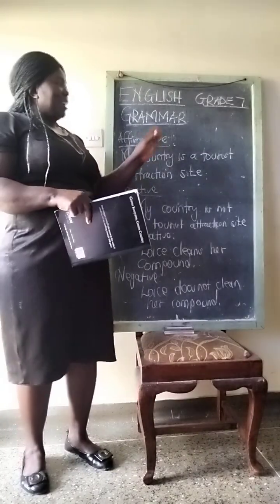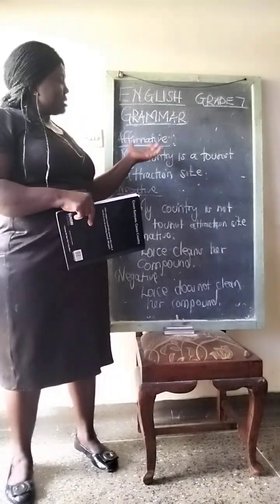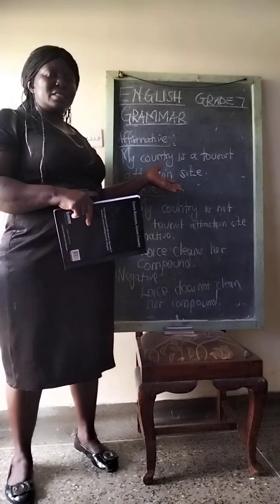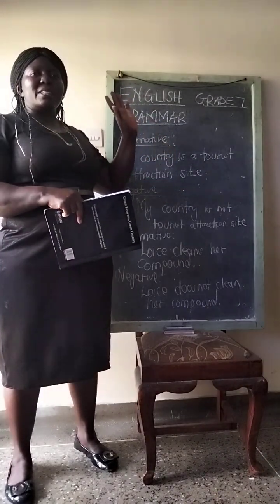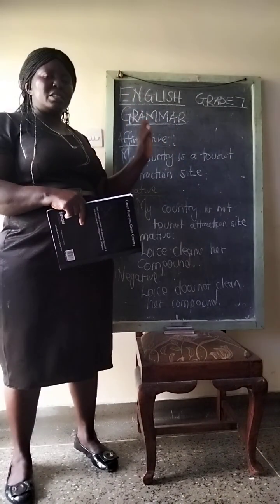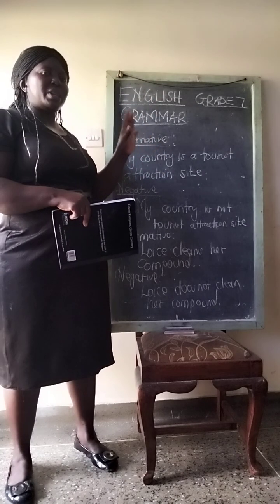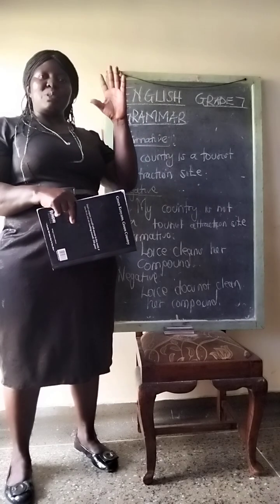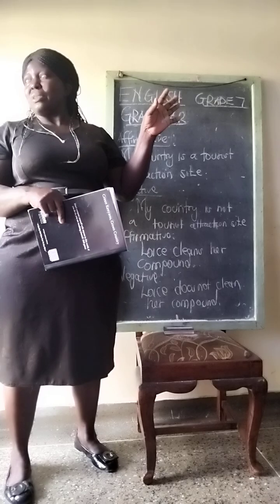Now I hope, learners, you have learned what an affirmative sentence is and what a negative sentence is. When you are reading a text, you are able to identify that this is an affirmative sentence, this is a negative sentence, and you know words that make a sentence negative, for example words like not, does not, cannot.